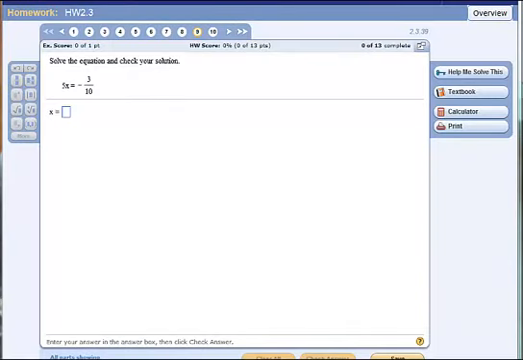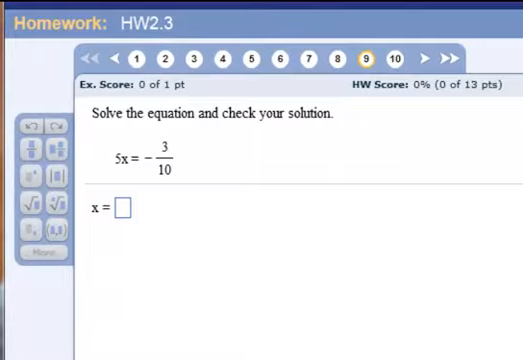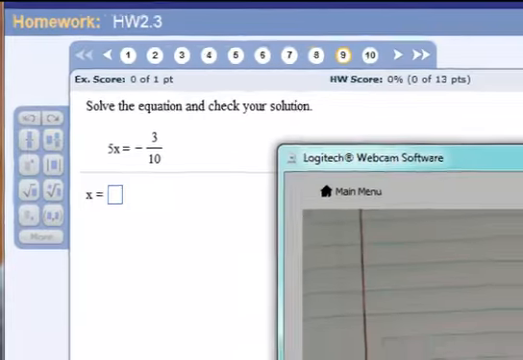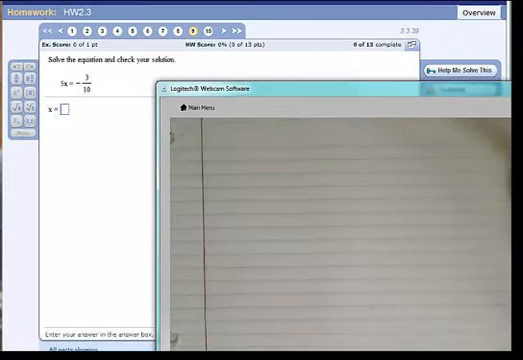Okay, so let's do some homework problems. You need to get into the Course Compass site, get into your homework, and click 2.3. I'm going to work problems 9 and 10. Problem 9 says 5x equals negative 3 over 10. So we're going to work through that problem.